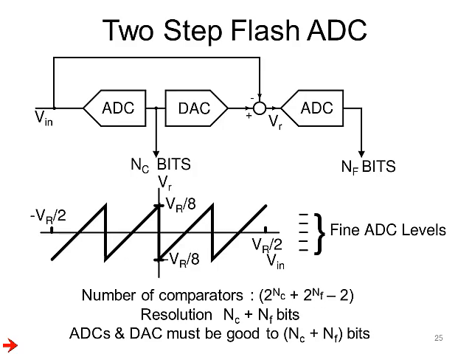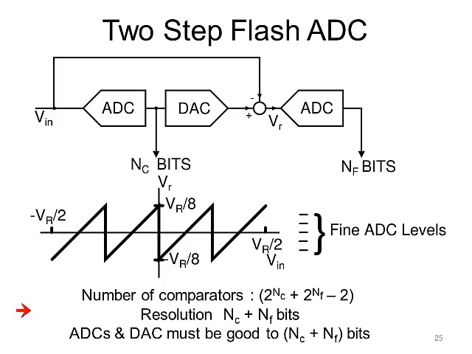An implementation of this idea is shown here. The ADC and the DAC result in a coarse estimate from which the input is subtracted, resulting in a residue signal which is significantly smaller than the full scale of the input. Therefore, the total number of comparators needed is only 2 to the NC plus 2 to the NF. However, the resolution achieved is NC plus NF bits.